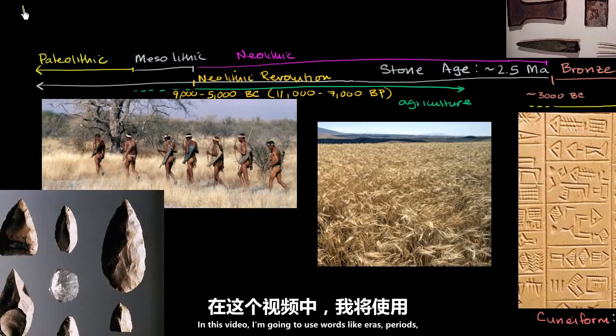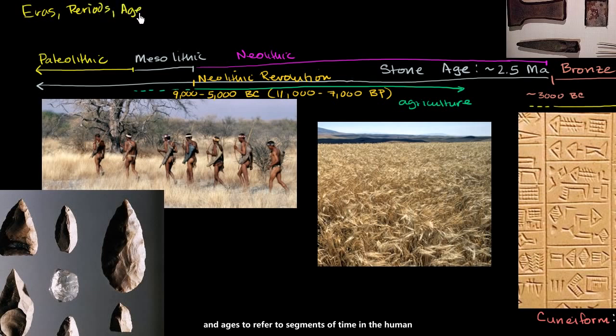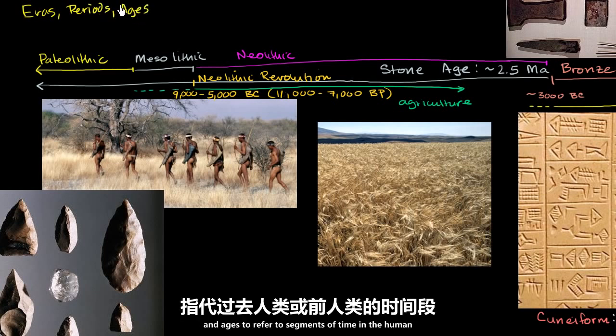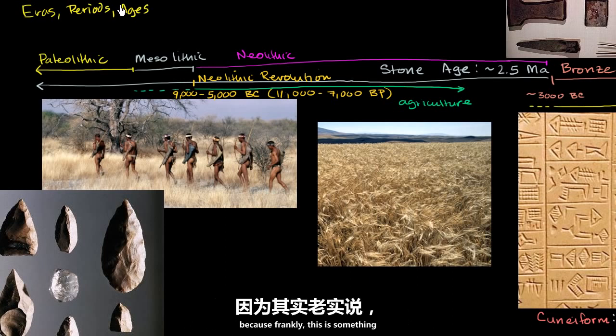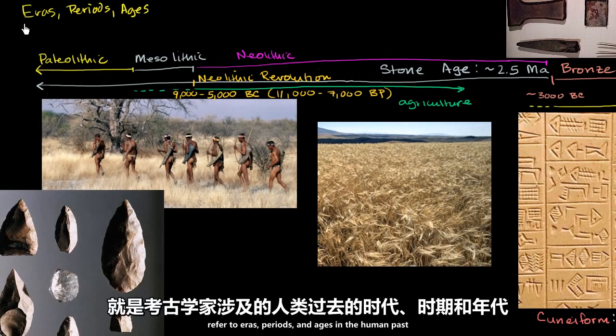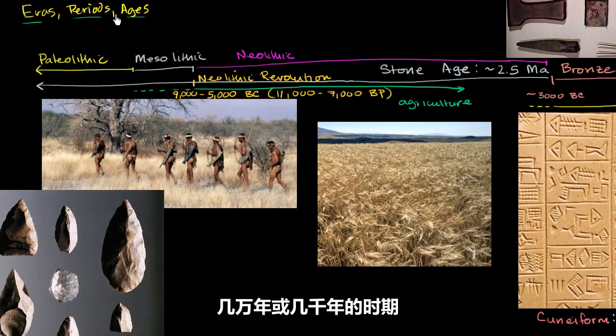In this video, I'm going to use words like eras, periods, and ages to refer to segments of time in the human or in the pre-human past. And what I want to clarify right from the get-go, because frankly this is something that's confused me in the past, is that archaeologists will refer to eras, periods, and ages in the human past, and they're usually referring to periods of tens of thousands of years or thousands of years.